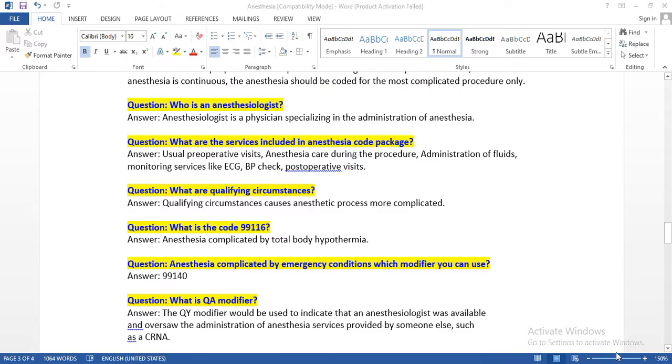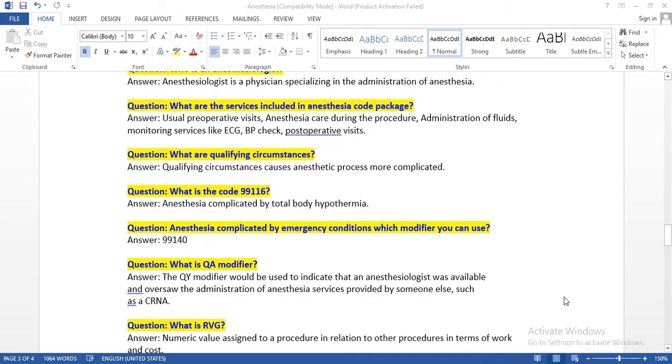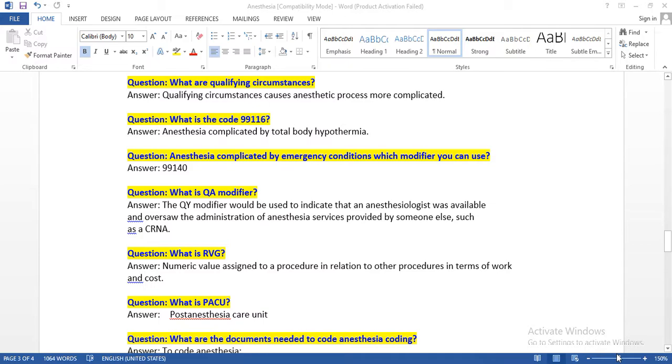Who is an anesthesiologist? Answer: an anesthesiologist is a physician specializing in the administration of anesthesia. Next question: what are the services included in the anesthesia code package? Answer: usual preoperative visits, anesthesia care during the procedure, administration of fluids, monitoring services like ECG and BP check, and postoperative visits. What are qualifying circumstances? Answer: qualifying circumstances make the anesthetic process more complicated.